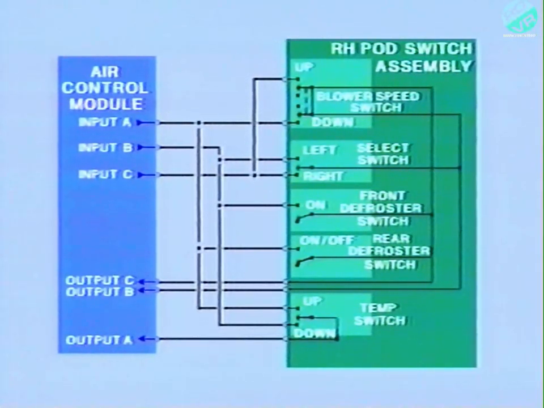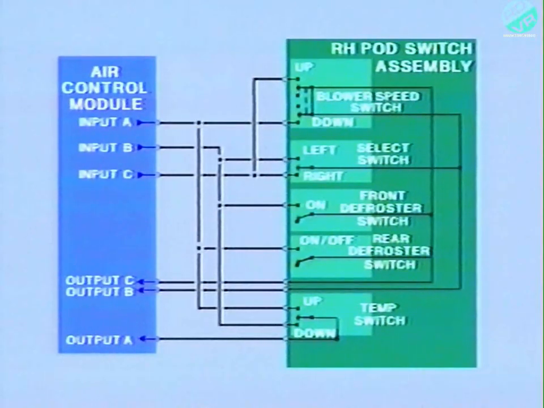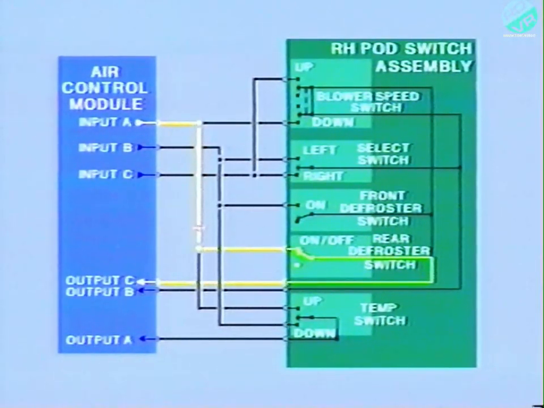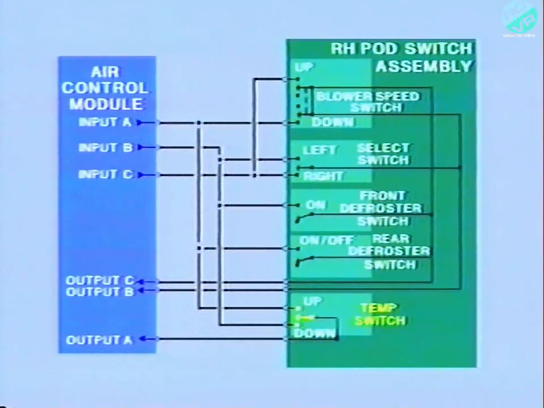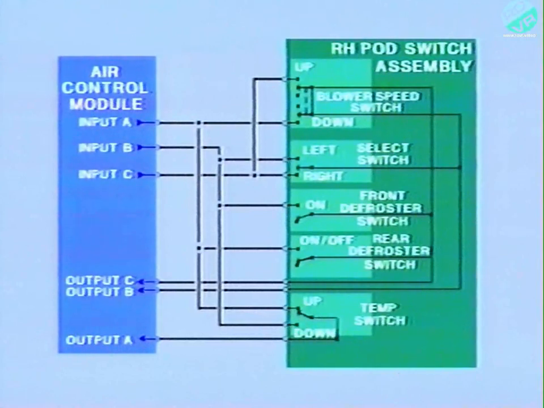These voltages can return to the ACM along 3 different paths, depending on where the switches are positioned. For instance, if the blower down switch is depressed, the voltage at input A to the switches returns at output B. If the rear defrost switch is depressed, the voltage returns at output C. And if the temperature up switch is depressed, the voltage returns at output A. The other voltages operate in a similar manner.